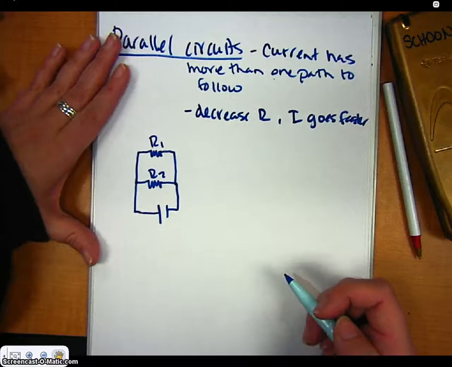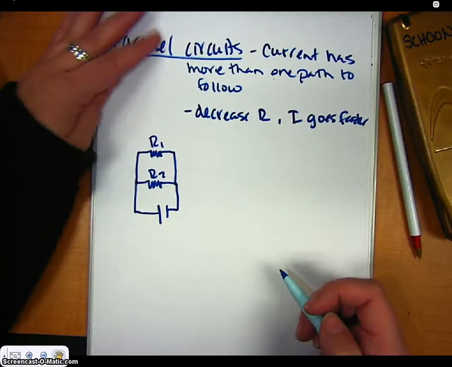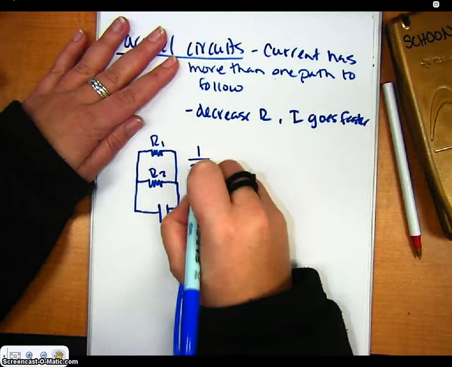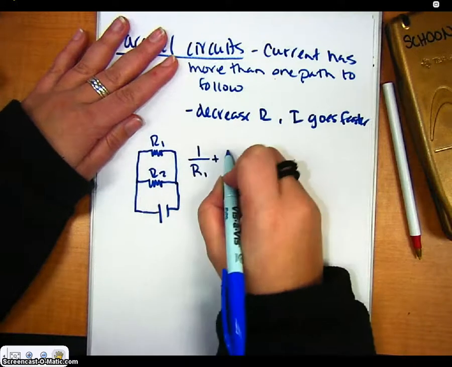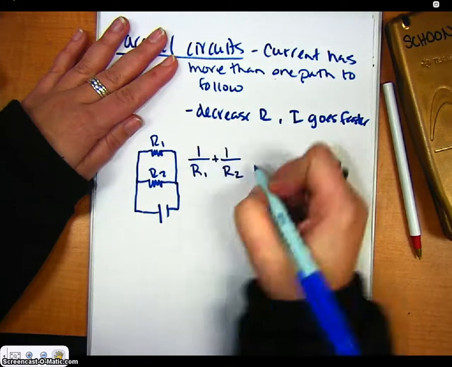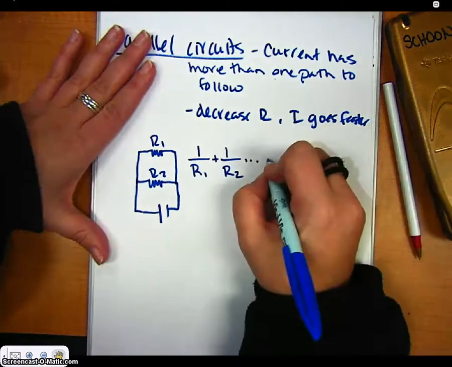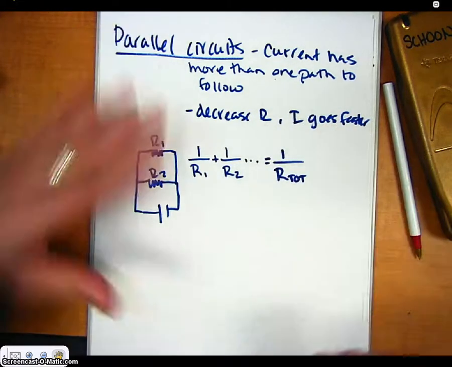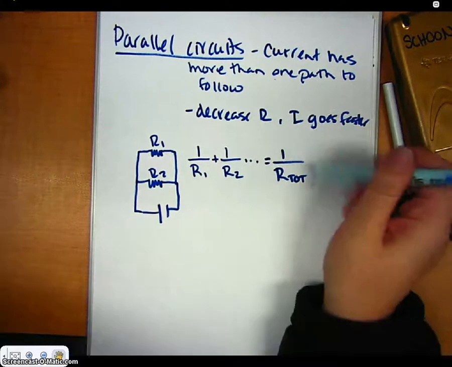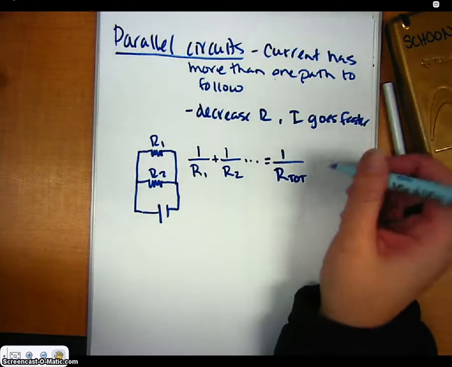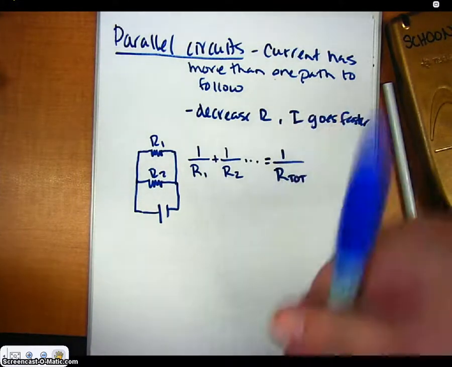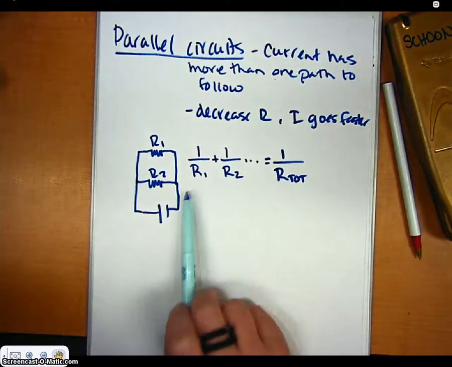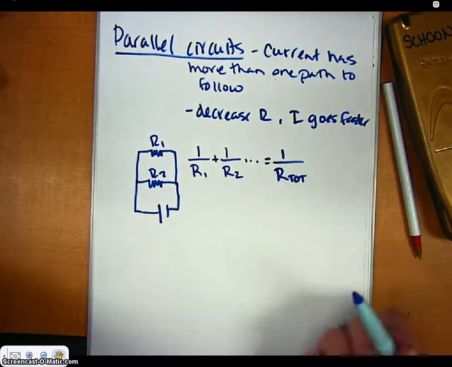So in this case, when we want to figure out the total resistance, we use this math: 1 over R1 plus 1 over R2, dot, dot, dot, however many resistors you have, equals the inverse of the total resistance, okay? So when we get the answer here, we're either going to have to put it to the power of -1, or if we have it as a fraction, we'll invert the fraction upside down, okay? So this is for resistance.